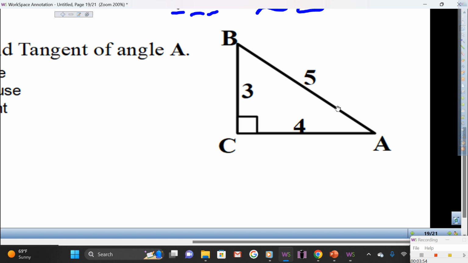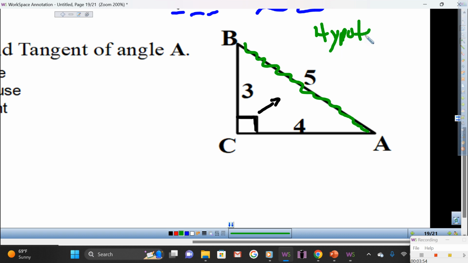Do you guys see the right triangle here? Yes? All right, so let's just identify where we're at with the right triangle. This is the 90-degree angle. Across from the 90-degree angle is the longest side. That longest side, if you remember what that name is, what is the name of that longest side?